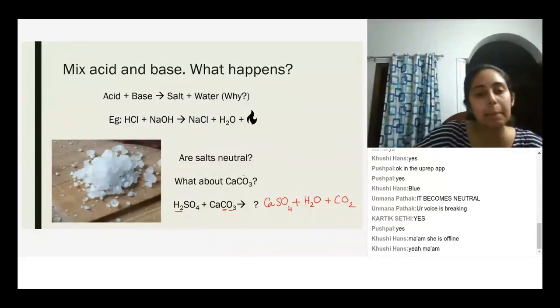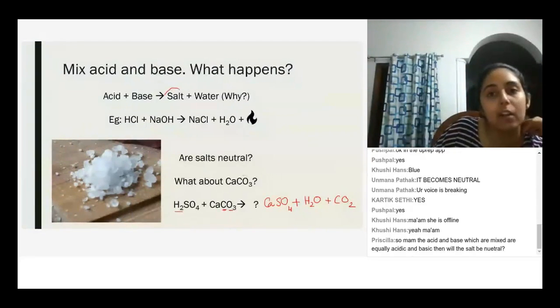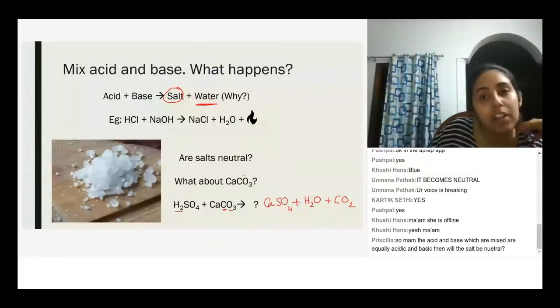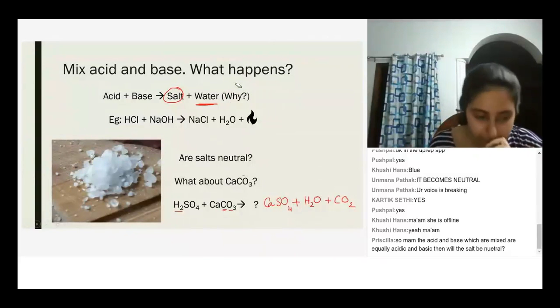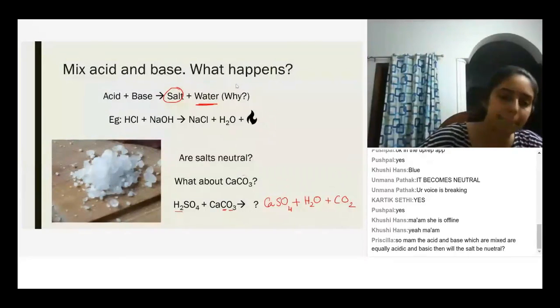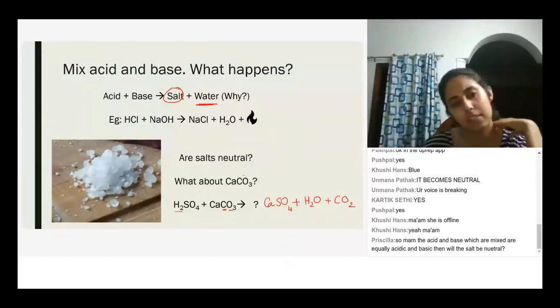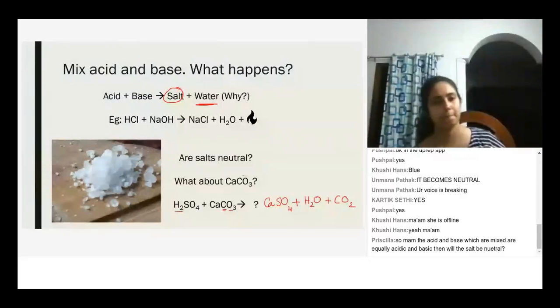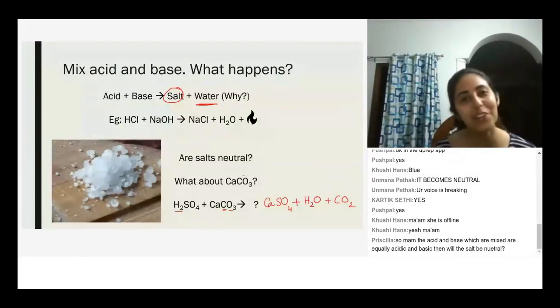When I mix an acid and a base, a salt is formed, but not only that, water is also formed. Can somebody tell me why water is formed? Because acids release H plus ions, and bases release OH minus ions. So there is already one hydrogen and one oxygen, and then when another hydrogen combines with it, it forms water. Very good, yes, that is the reason. I will explain that to others as well.